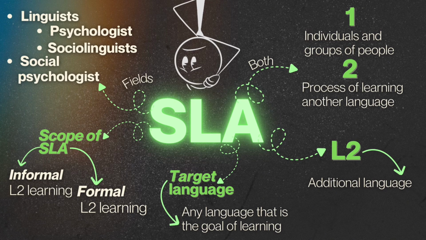She also explains that the scope of second language acquisition can be divided into important concepts, the informal L2 learning and the formal L2 learning. Informal L2 learning takes place in natural context. For instance, it could happen when a child from one country has to go to another country where the official language is different, and due to this constant interaction with others, the child picks up the language of that country.